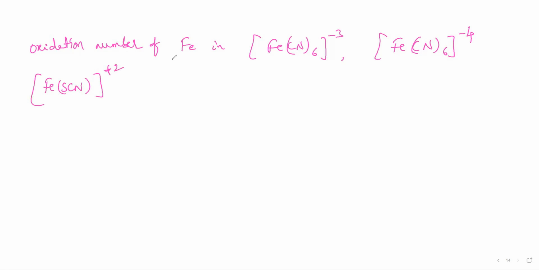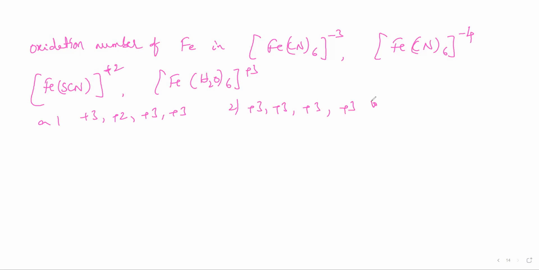Plus 2. Last one: [Fe(H2O)6]3+. Options given: plus 3, plus 2, plus 3, plus 3 in the first option; plus 3, plus 2, plus 2, plus 2 in another; and in the fourth option, plus 2, plus 2, plus 2, plus 2.